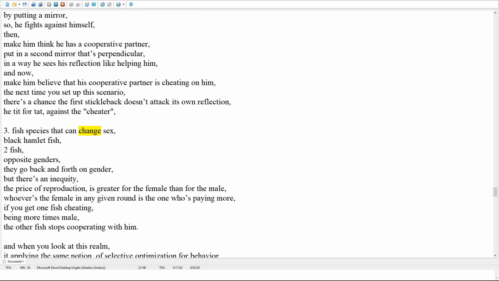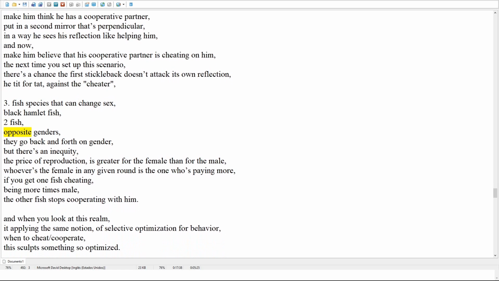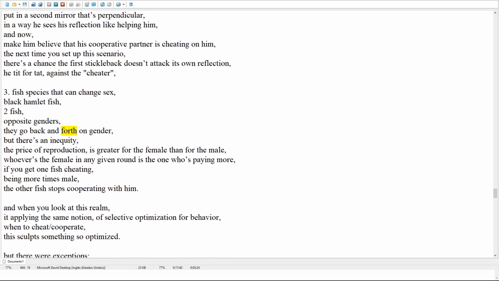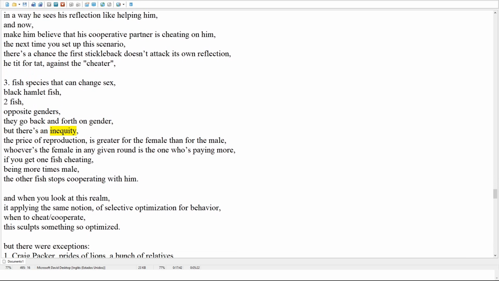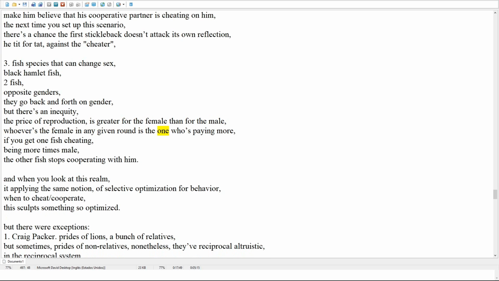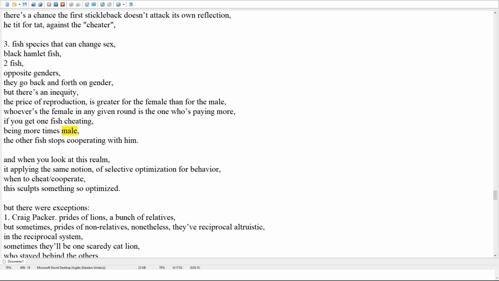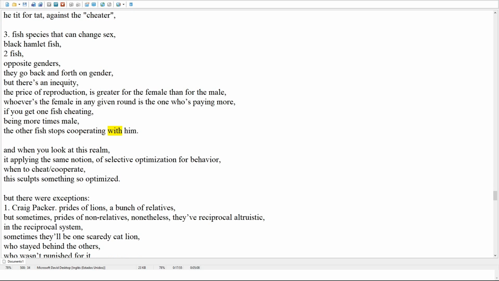3. Fish species that can change sex. Black hamlet fish. 2 fish of opposite genders. They go back and forth on gender. But there's an inequity: the price of reproduction is greater for the female than for the male. Whoever's the female in any given round is the one who's paying more. If you get one fish cheating, being male more times, the other fish stops cooperating with him.